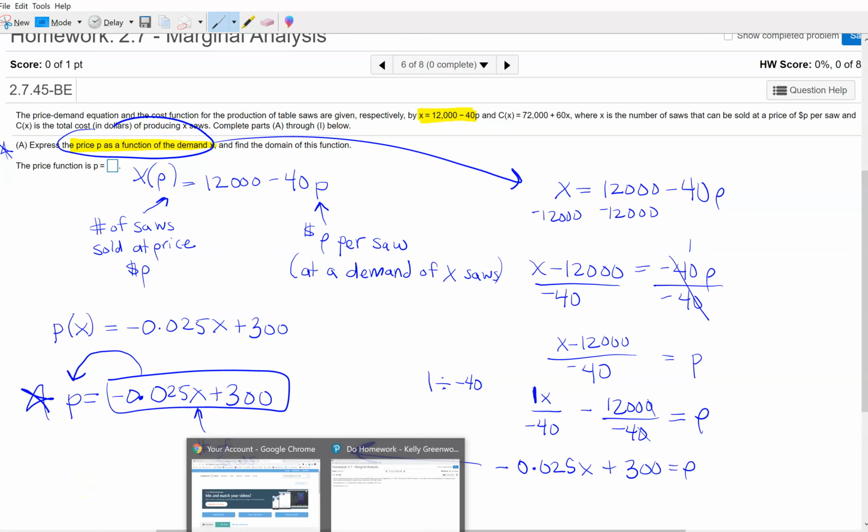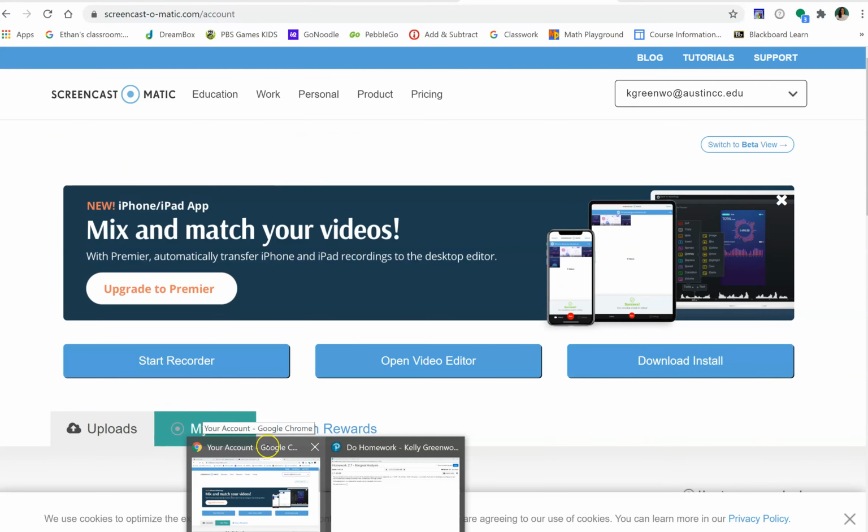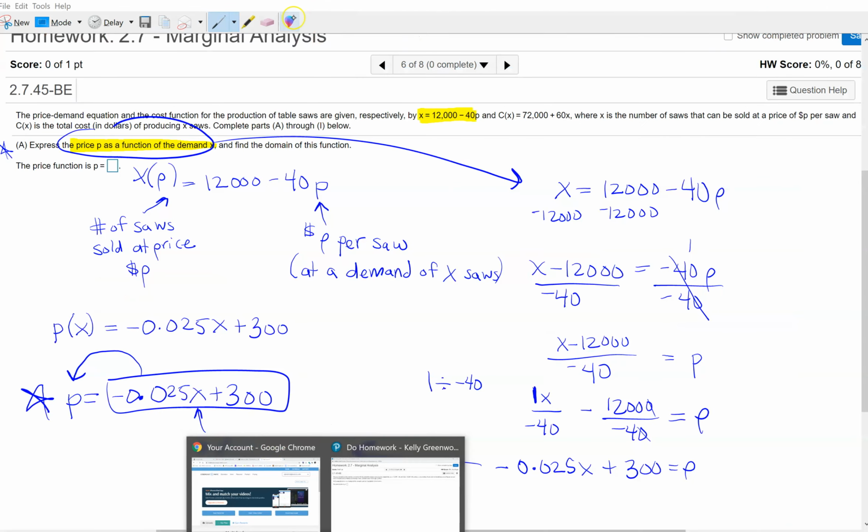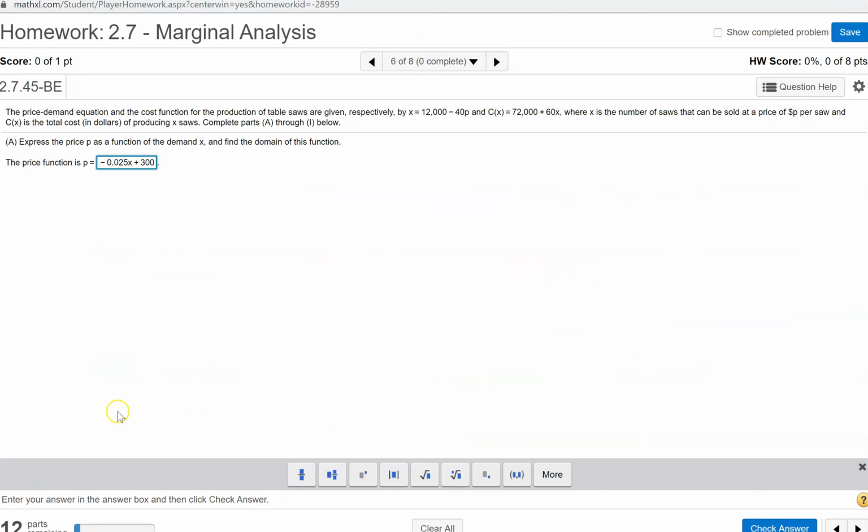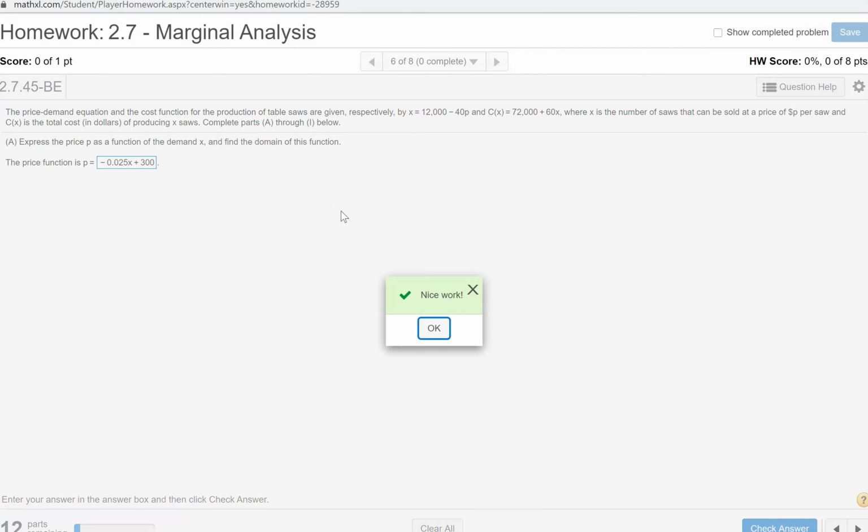So let's go ahead and do that. I'm going to hop over here to my math lab now. Okay, here we are in my math lab. Your numbers will be different in your actual question. These are the numbers I was given, but that process will be the same. So I'm going to press check answer. I'm going to press enter. Am I right? Yay, I got that one right.